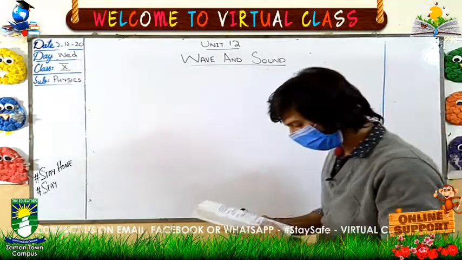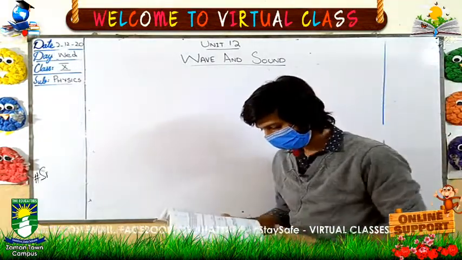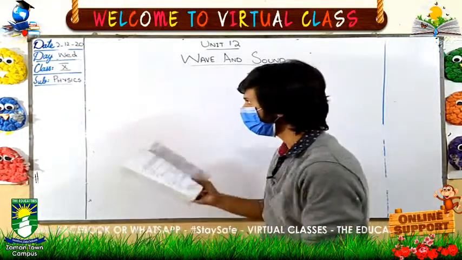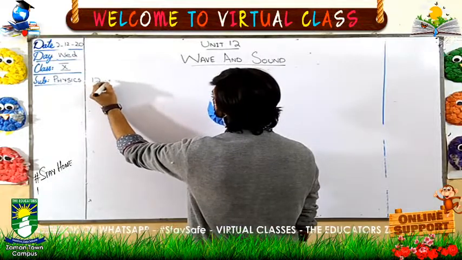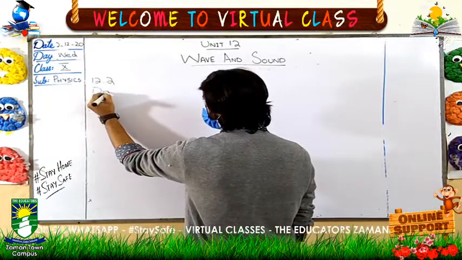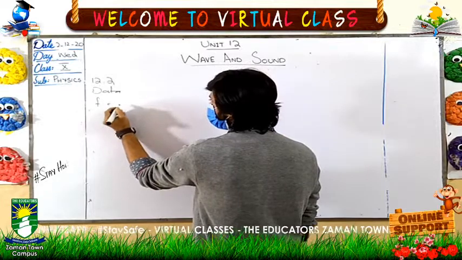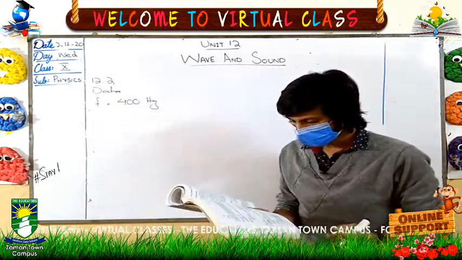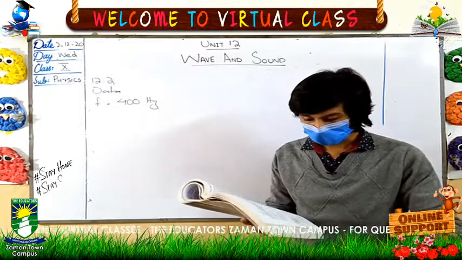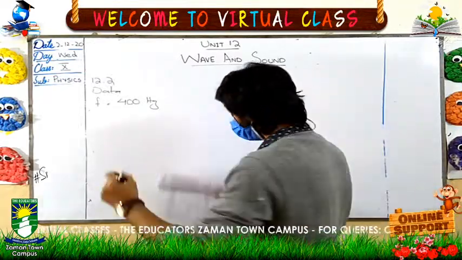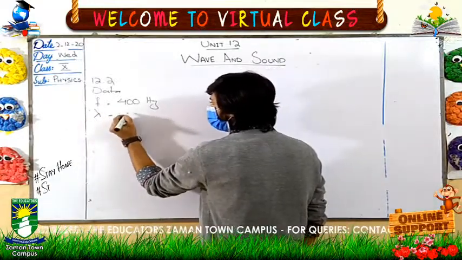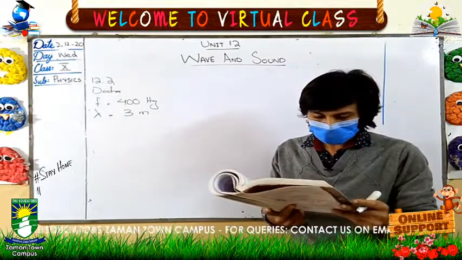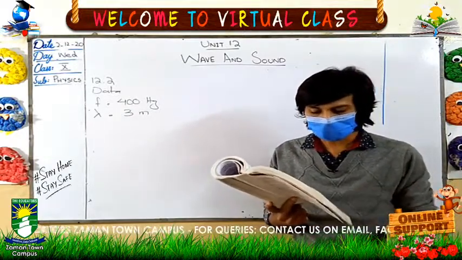Okay, what they are saying: a sound wave of frequency 400 hertz. Again, what is given? Frequency, example 12.2 data. First of all, they give us frequency, which is 400 hertz, and a wavelength of 3 meter. Another thing, they are also giving us the wavelength, which is 3 meter. Passes through a certain medium. Calculate the velocity of the wave in that medium.